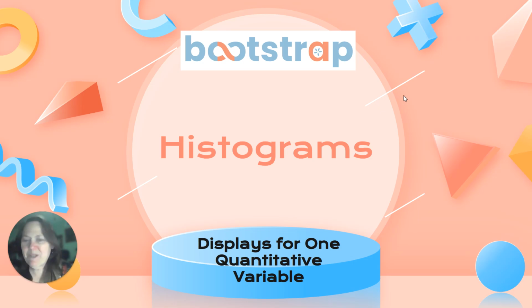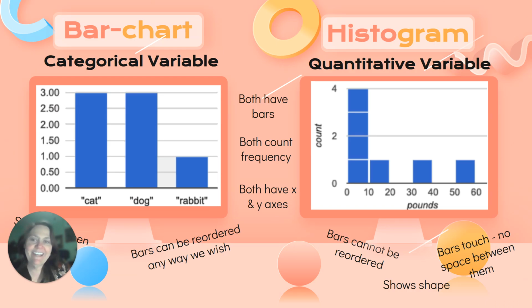Well, now we're going to jump into displays for a quantitative variable. Earlier we talked about categorical variables, but let's start talking about histograms first for quantitative. So students have now looked at bar charts and pie charts, the differences between those two, and when you would use one over the other. So it's important now that they understand the difference between bar charts and histograms.